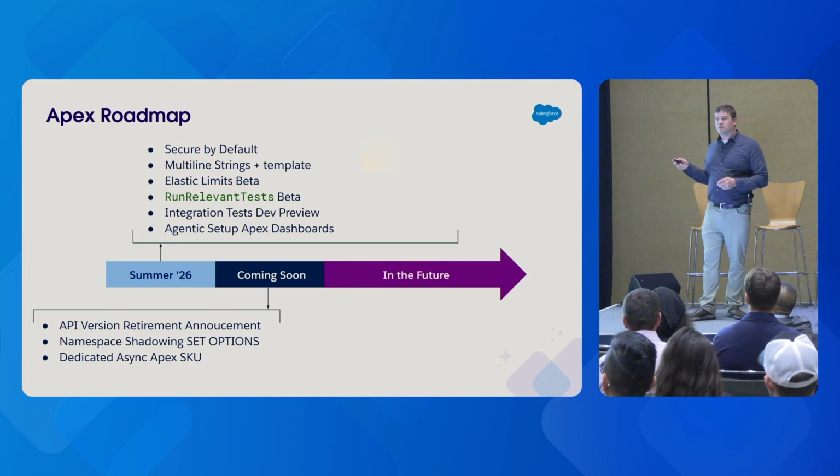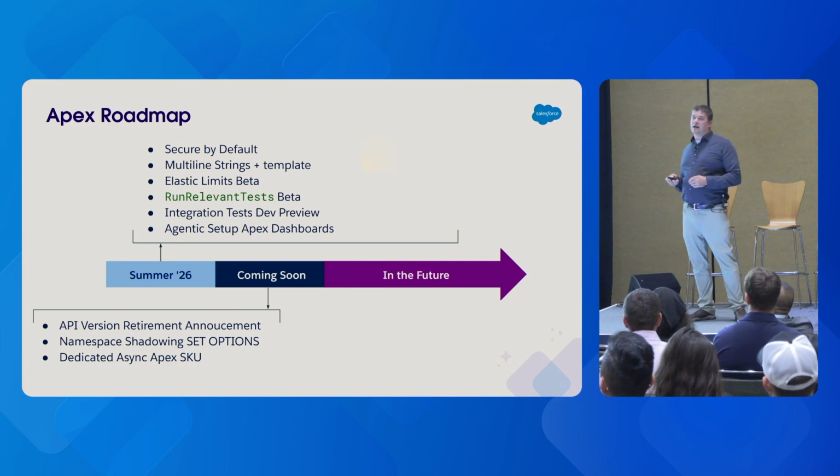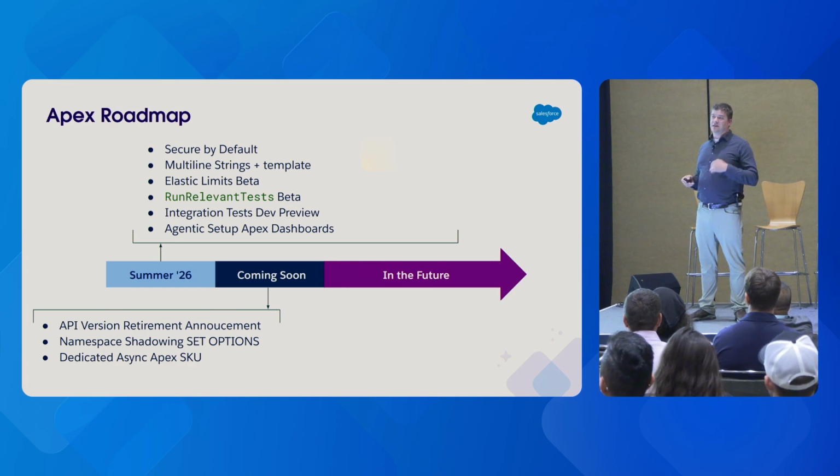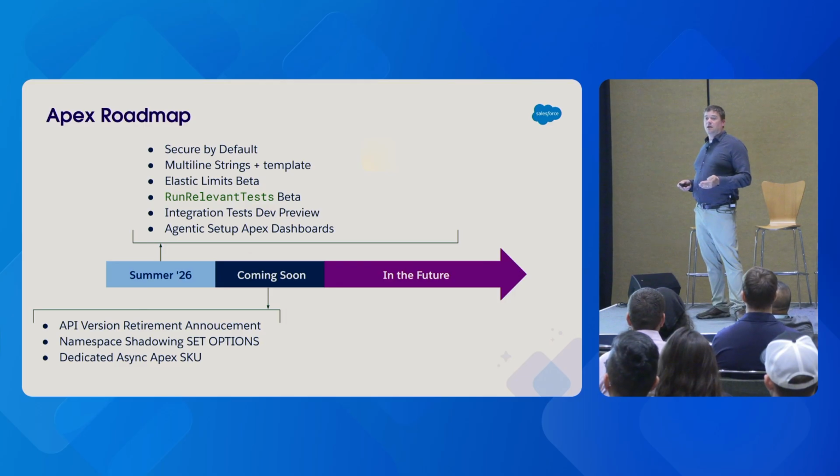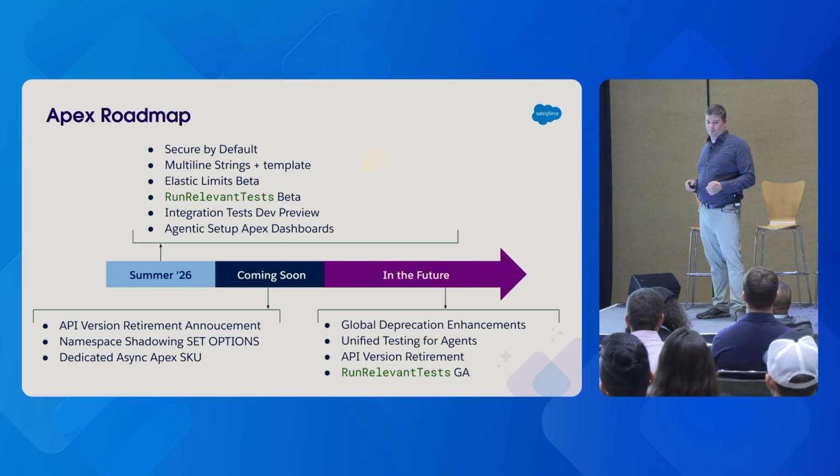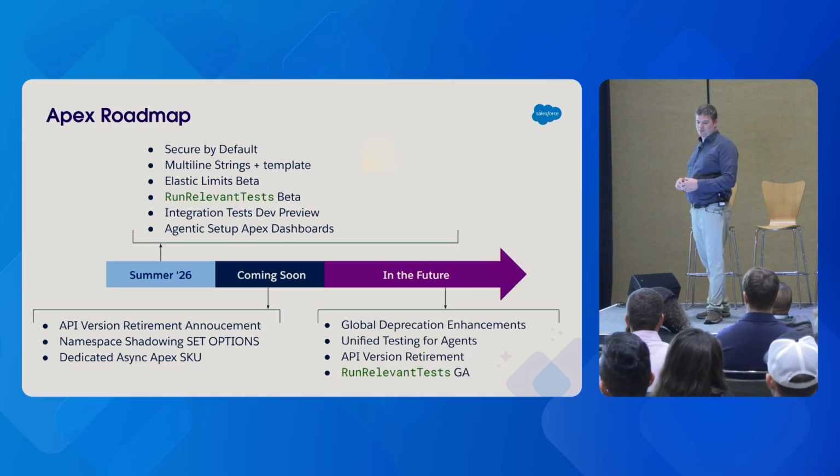Something we didn't have much time to talk about, but is again related to your async Apex limits, is the concept of a dedicated SKU, or the ability to increase the async Apex limit without having to buy specific user licenses. It'll be a new SKU that's available for purchase that's not tied to user seat count and will increase your async Apex limit. We'll have more information on that as it becomes available.